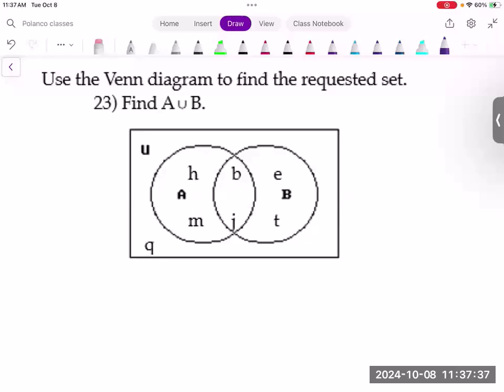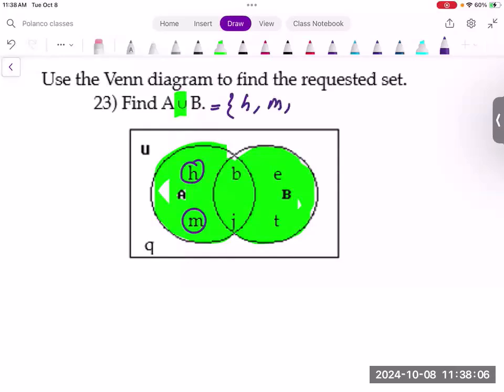Okay, number 23, guys. I'm looking for A union B. Can you show me on the graph what is A union B? A union B is everything within the two circles. This circle and this circle, the inside of the circles. That's A union B. All right. So if I'm looking for A union B, what are the elements? It is H, M, B, J, E, and T. So that will be A union B.